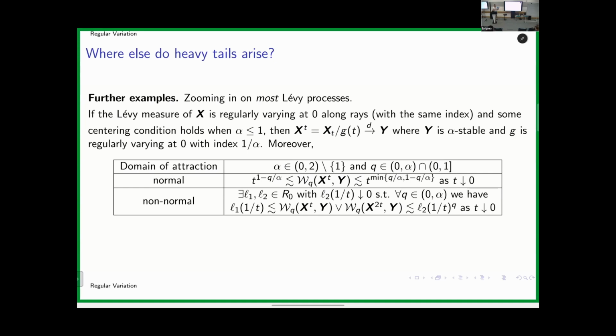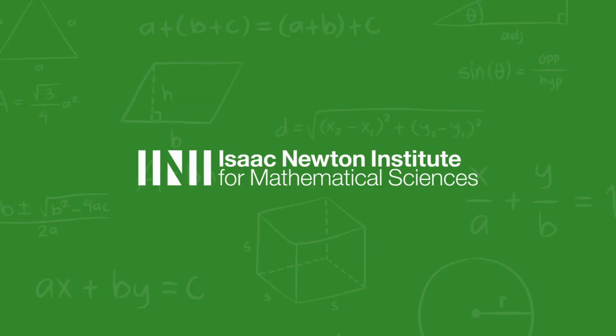So it's just a cautionary tale that these issues can arise even in very simple settings. So I wouldn't expect them not to arise in more complicated settings. And I think that's the thing. Thank you.